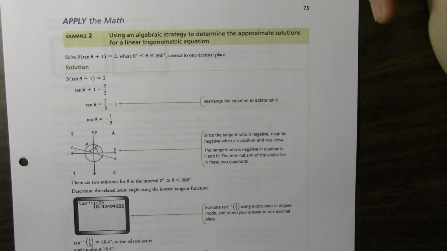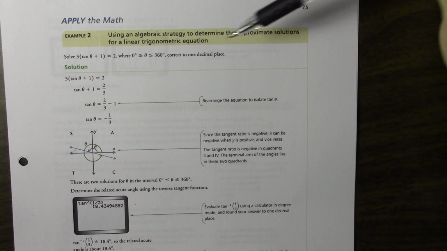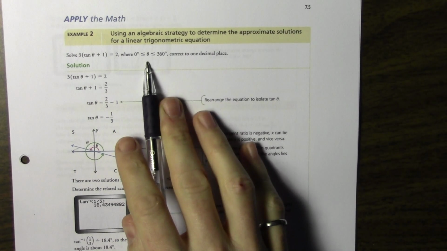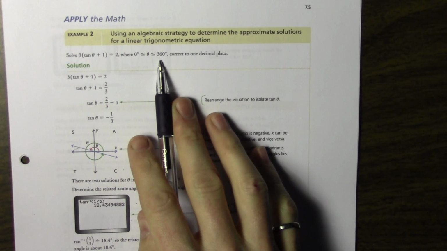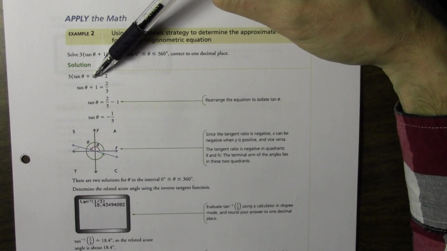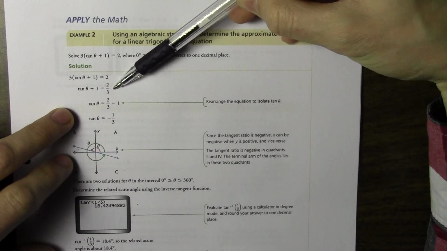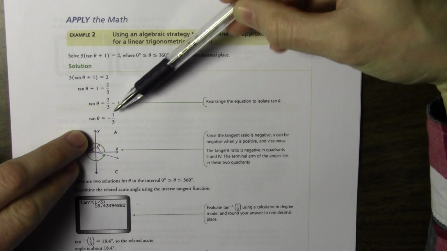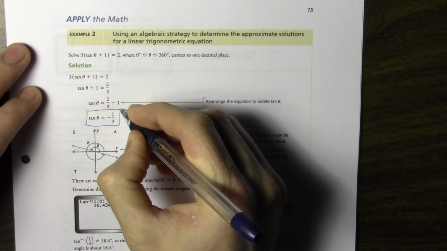Okay, using an algebraic strategy to determine the approximate solutions for a linear trigonometric equation. So basically the same thing. This time we're working in degrees, no difference. Some of you might even prefer it. So between 0 and 360, correct to 1 decimal. So the first thing we do is our reverse operation. So we're multiplying by 3, so we divide both sides by 3. Adding 1, we subtract 1 from the other side. So we end up with this, which I think all of you will get to no problem.